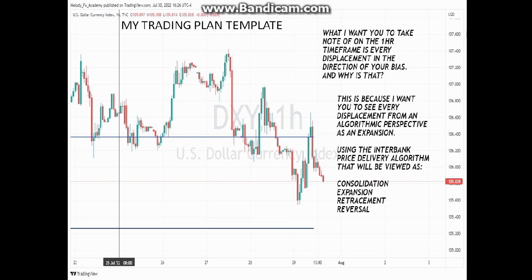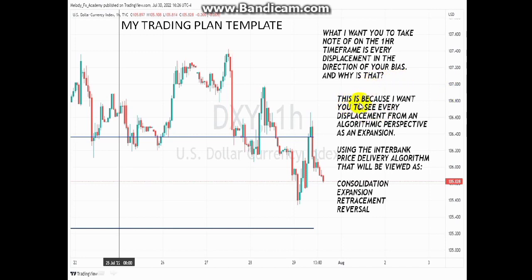In other words, I'm expecting a bearish DXY, a bearish dollar index, on this daily time frame. So I'm only interested in the displacement that goes in that bias. I'm not interested in this displacement. So I want you to take note of every displacement that goes in the direction of your intended bias. That is what I want you to do.